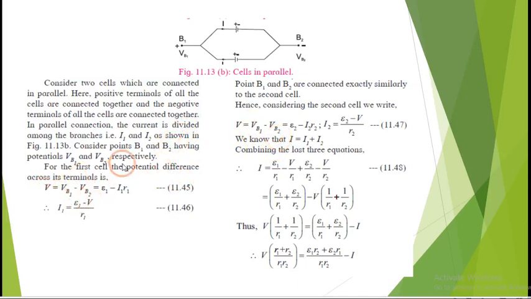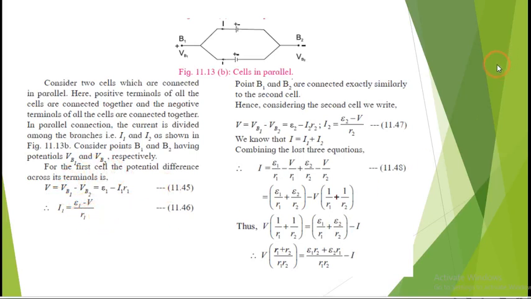So we know that the potential difference across the terminal is given by VB1 minus VB2. Now VB1 we consider as the EMF, that is E1 minus V is I1 r1. The value of I1 according to this becomes epsilon 1 minus V upon r1.